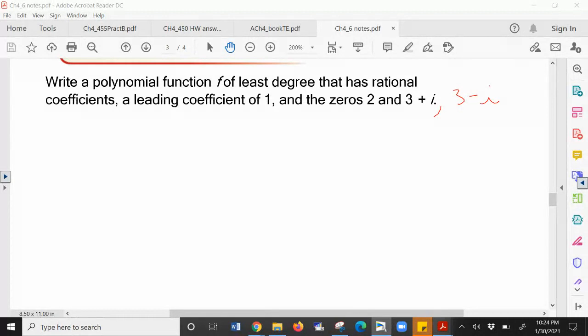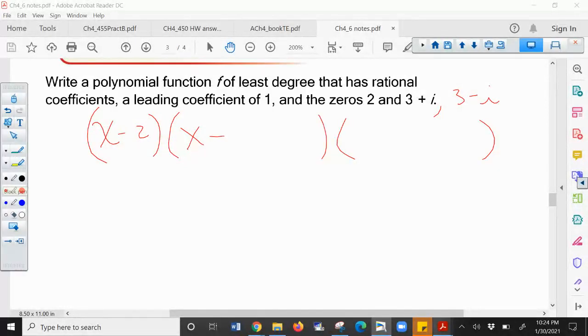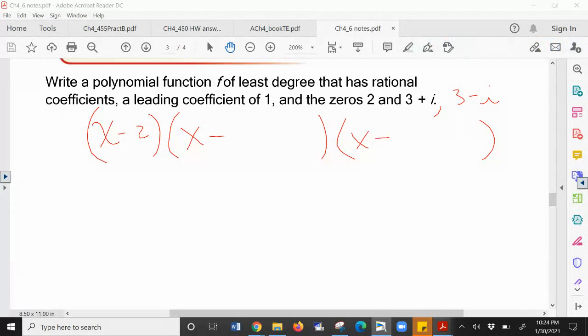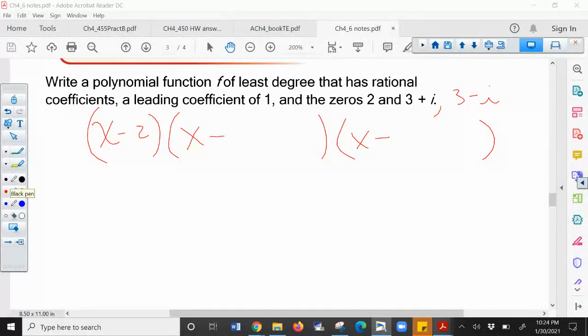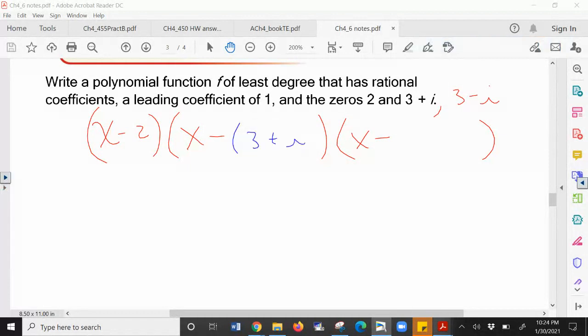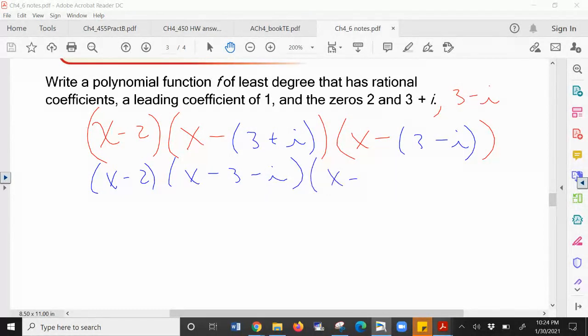So if 2 is a solution, then x minus 2 is a factor. If 3 plus i is a solution, then x minus 3 plus i is a factor. And x minus 3 minus i is a factor. So this should look very similar to what we did before. All right, so I'm going to get rid of the parentheses. I'm going to say x minus 3 minus i, because it's the opposite of that thing. And the opposite of 3 minus i would be like that.